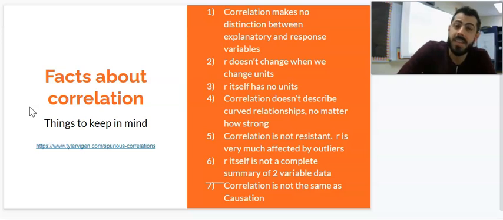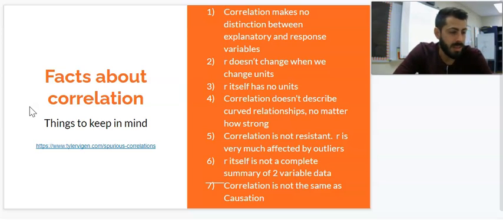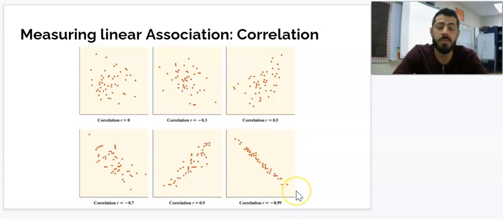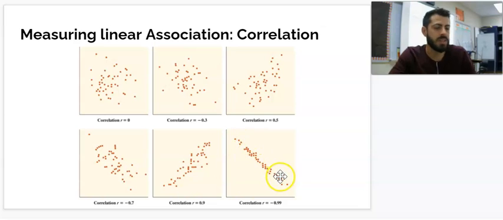And then some things to keep in mind about correlation. First of all, correlation makes no distinction between explanatory and response variables. If you flip the x and the y and swap them out, you're going to have the exact same correlation coefficient. If I change whatever was on the x-axis and put it on the y-axis and put the y-axis on the x-axis, my relationship between the two is still going to remain the same. It's still going to be decreasing. It's still going to be very strong, and it's still going to be linear.